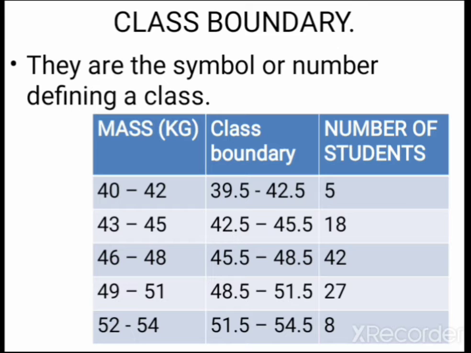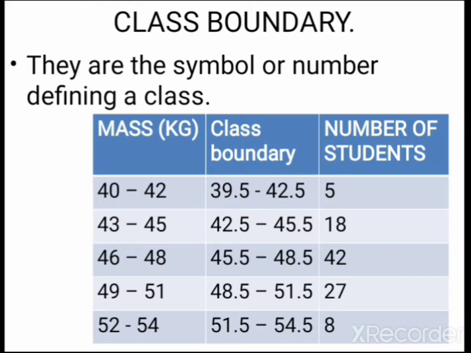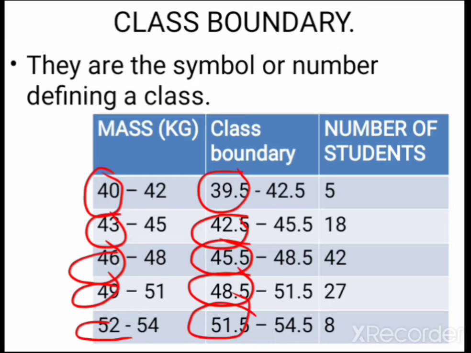Let me just do that again. To get the lower class boundary, subtract 0.5 from the lower class interval. These are the lower class interval and these are the lower class boundary. So 40 minus 0.5 gives 39.5. 43 minus 0.5 gives us 42.5. 46 minus 0.5 gives us 45.5. 49 minus 0.5 gives us 48.5. 52 minus 0.5 gives us 51.5. So that's our lower class boundary.